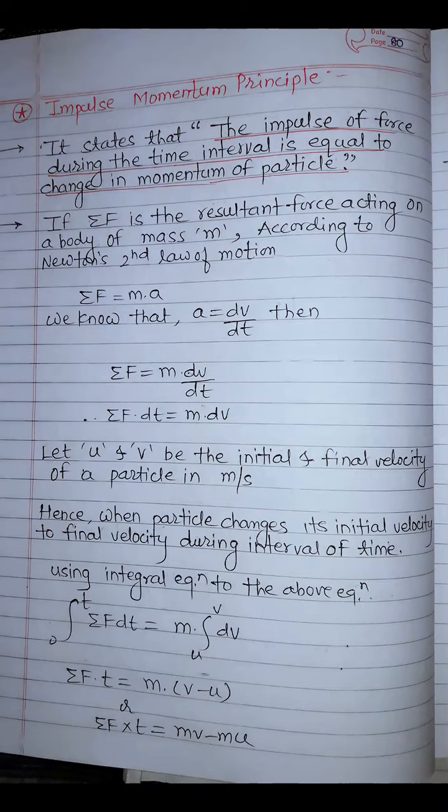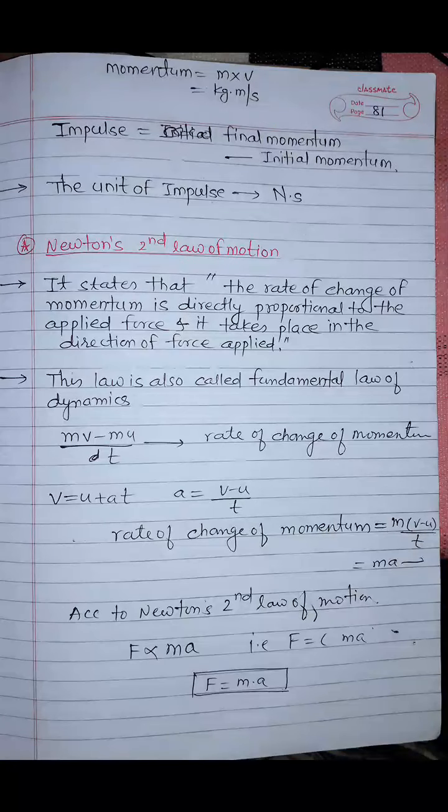Now the impulse momentum principle. The equation which we have seen in the last discussion is nothing but the impulse momentum equation, or we can say the impulse momentum principle. The statement for this impulse momentum principle is: the impulse of a force during the time interval is equal to the change of momentum of the particle. Here also we get the same equation, that is the impulse is equal to final momentum minus initial momentum. Impulse is nothing but force into time, so its unit is Newton second. The statement for Newton's second law of motion we have already seen, and the final equation is F is equal to ma.